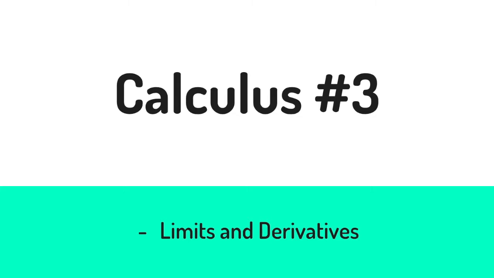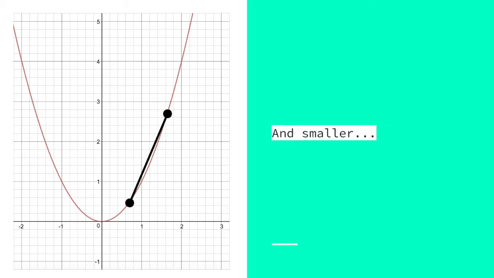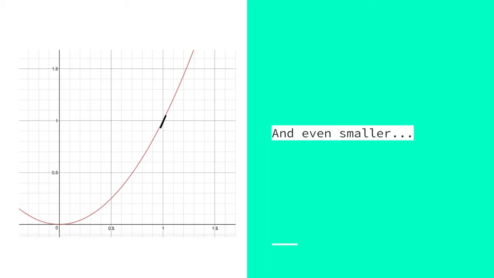Hello and welcome to Calculus number 3, and this is about limits and derivatives, and we're going to be continuing what we talked about in the previous video. Last video we saw how we shorten the domain and the range. Well, actually it's just the domain we shorten and then we make it smaller and smaller, and that's how we found the derivative.